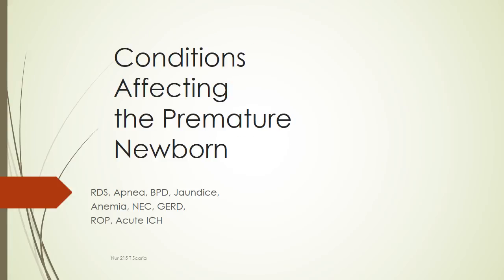Conditions affecting premature newborns are respiratory distress syndrome, apnea, bronchopulmonary dysplasia, jaundice, anemia, necrotizing enterocolitis, gastroesophageal reflux disease, retinopathy of prematurity, and acute intracranial hemorrhage. I have briefly described all these conditions in my other PowerPoint, and we need to focus more on respiratory distress syndrome and jaundice.